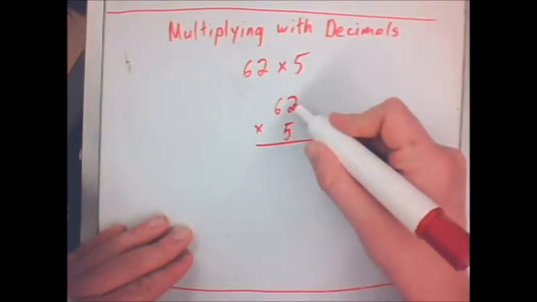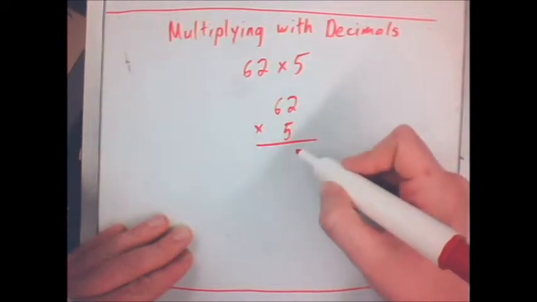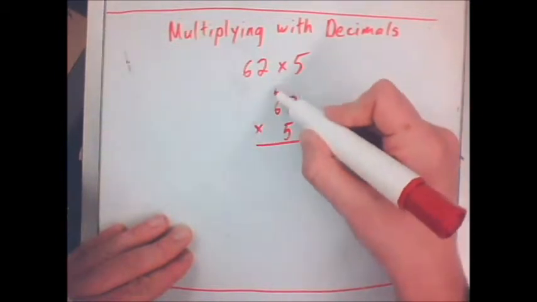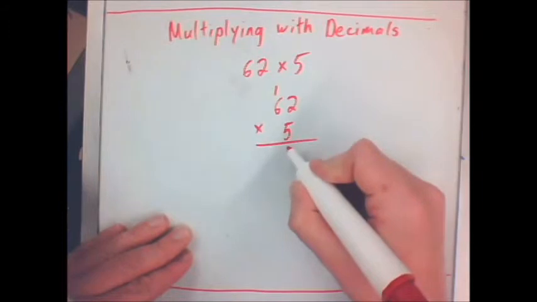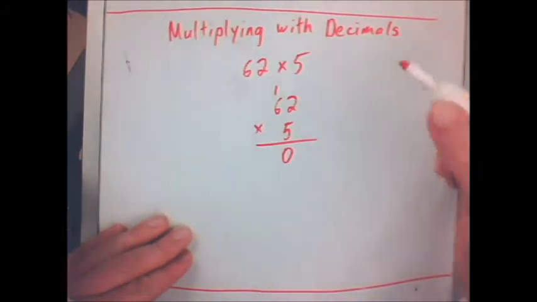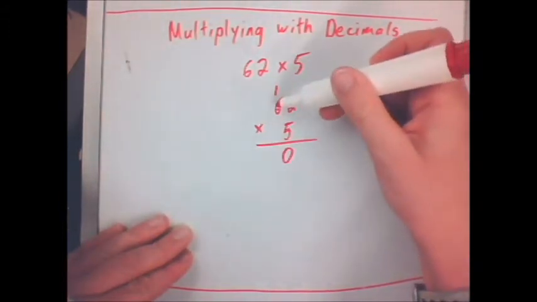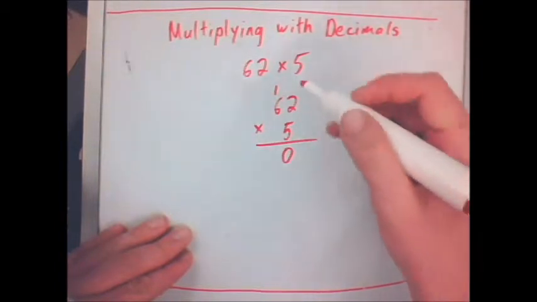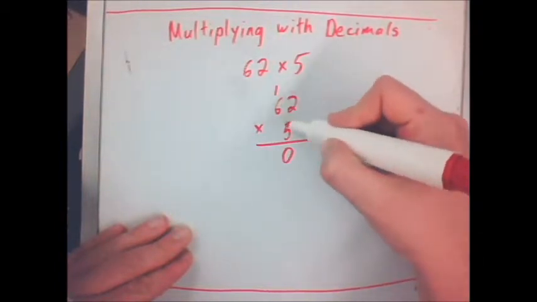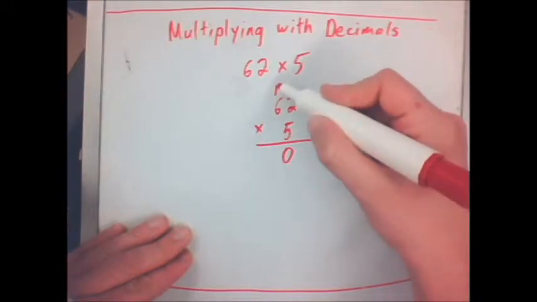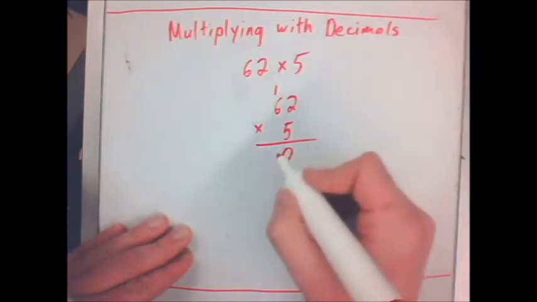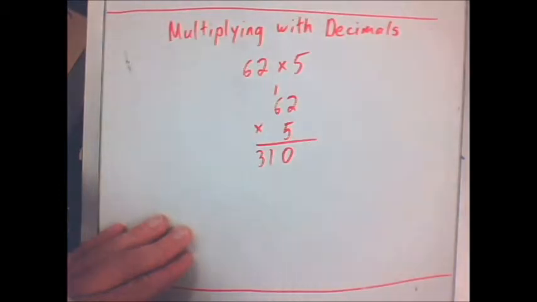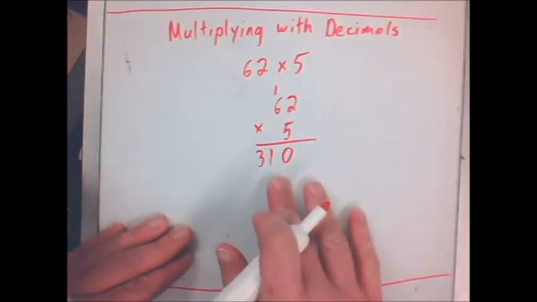So I go 5 times 2, and that's 10. Just like in addition, I put the 1 up on top of the 6, and then I do 5 times 6, which is 30. But this 1 up here just gets added in, so this becomes 31. So the answer is 310.